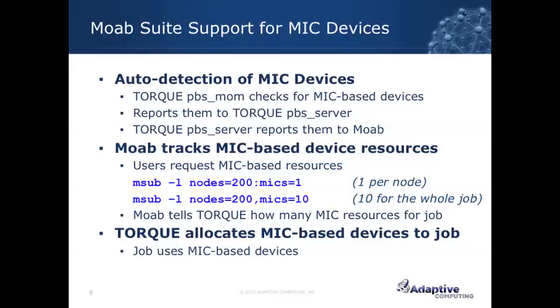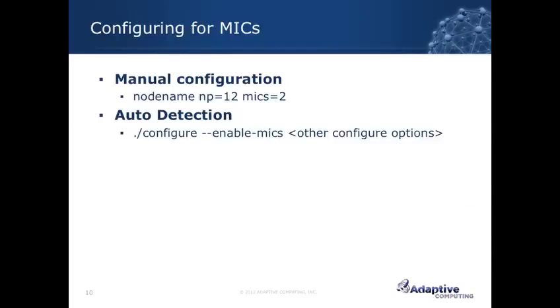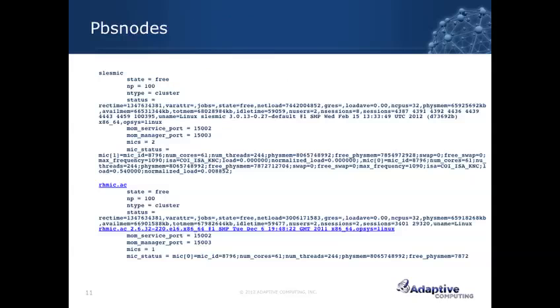So again, we try to make this as seamless and simple as possible, taking out any of the hurdles that you would expect from new hardware. You can also set it up manually in case there's problems. If you go into your nodes file, your Torque nodes file, you just specify mics equals, and away you go. But as you can see, there's the configure line enable-mics. Like I said, our RPMs provide that out of the box through Adaptive's product suite RPMs.